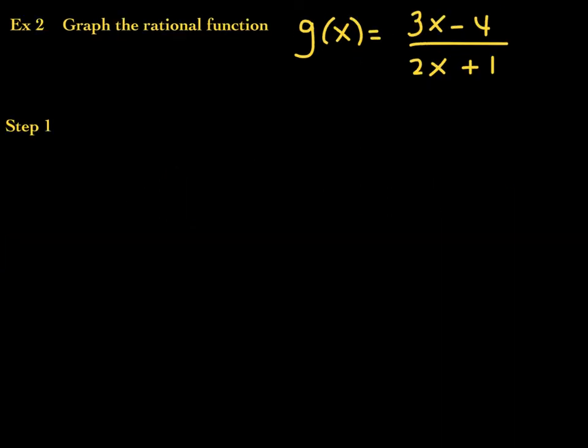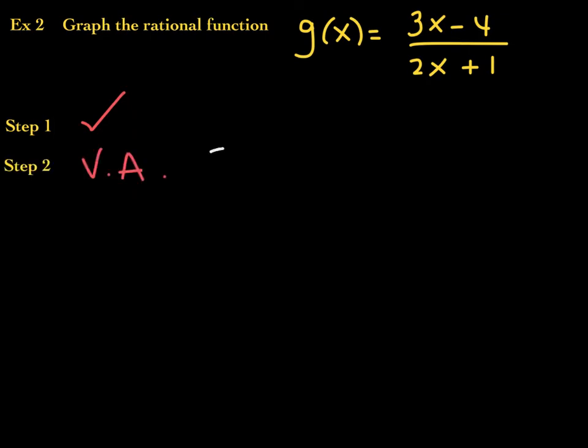Here's the next function, (3x - 4)/(2x + 1). Now, the first step, remember, is to fully factor. However, the numerator and the denominator are prime polynomials, meaning they don't factor any further than what they are now. So that is kind of done for you, right? So we can go straight to step number 2, which is, let's find the vertical asymptote.